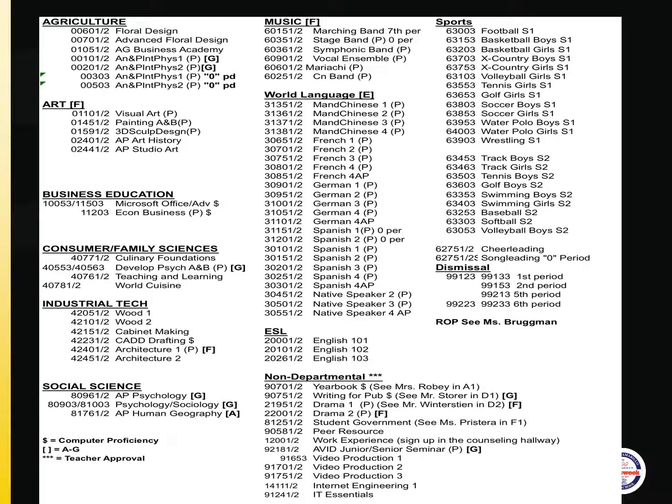And I know I said finally, but this is the final thing I will say on this slide, is if you're interested in ROP, or what's called CEC, Career Education Center, and all of their classes that they offer there, whether it's nursing assistant, medical assistant, auto body, welding, graphic design, the drone class. Again, there are over 20 classes, maybe over 30 classes available to you. You need to see Ms. Brugman in the counseling office.